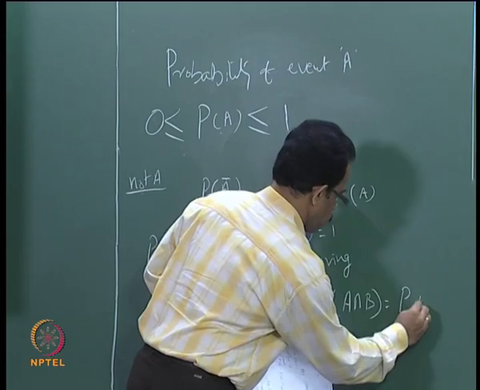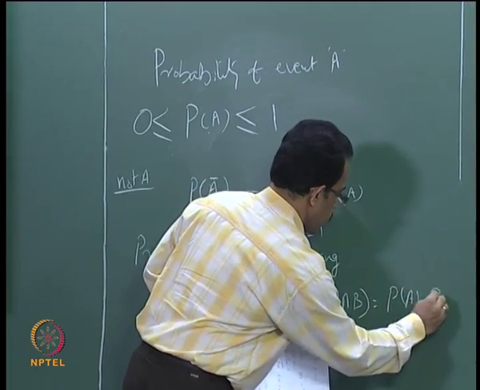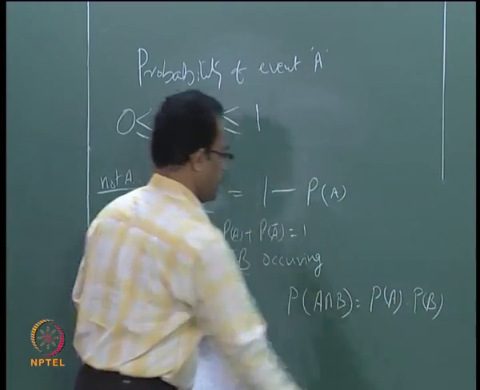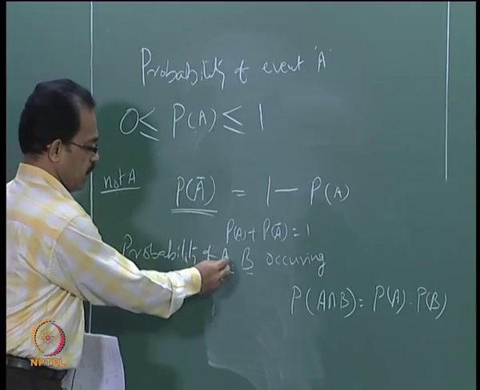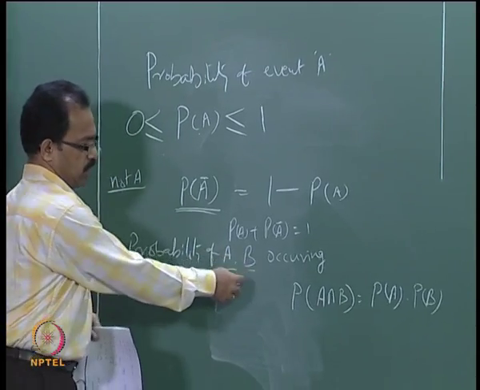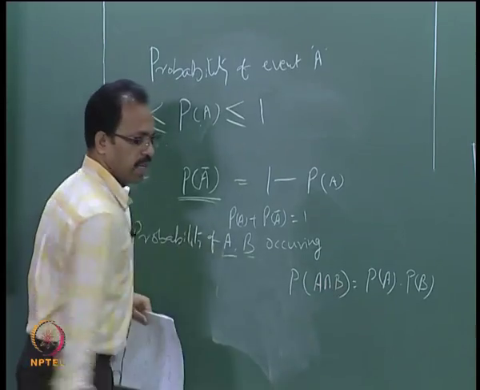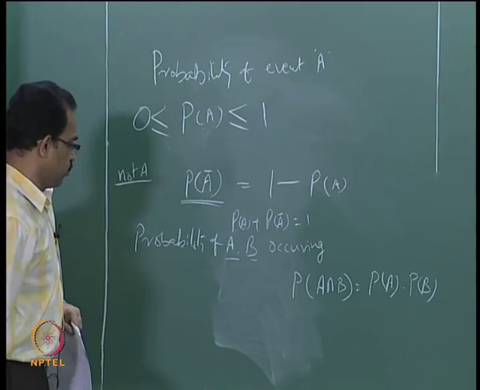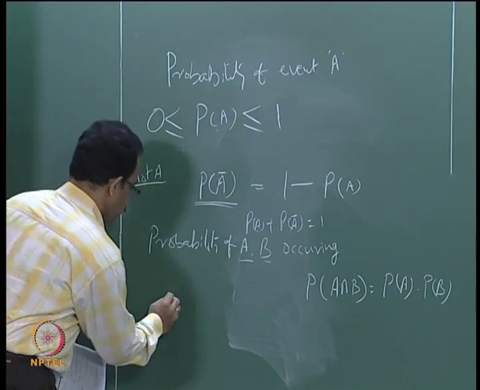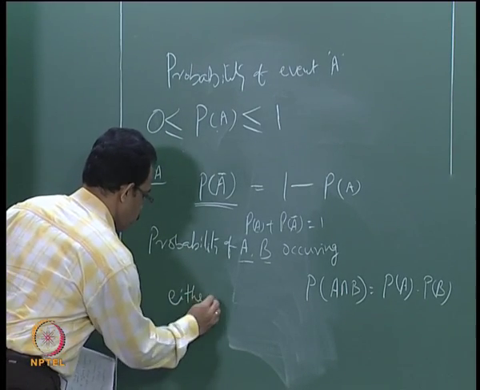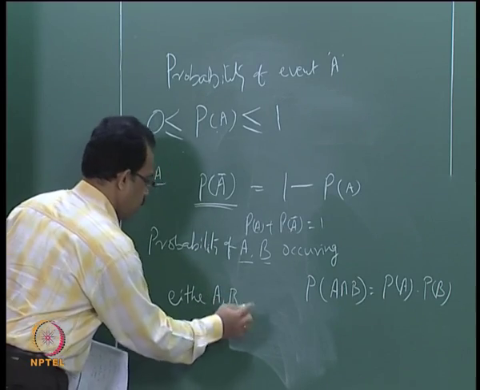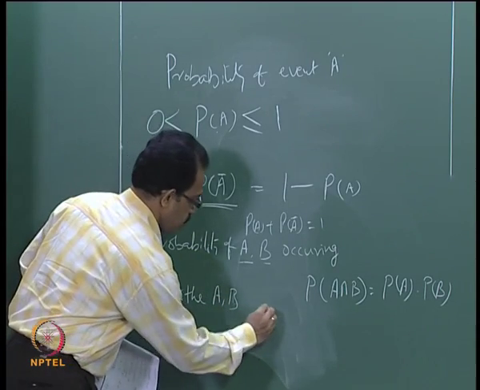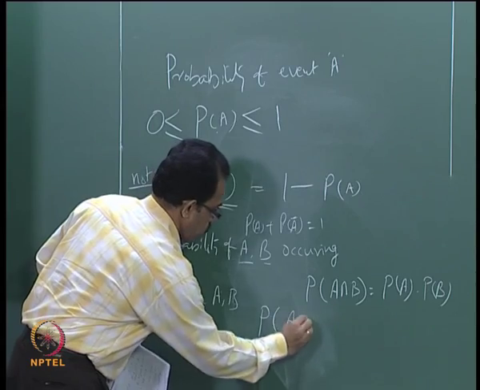Which is given as probability of A multiplied by probability of B. So, here if the two events are happening simultaneously or at the same time, then we get probability of A intersection B is equal to probability of A multiplied by probability of B. Similarly, the probability of either A or B happening is given as probability of A union B.